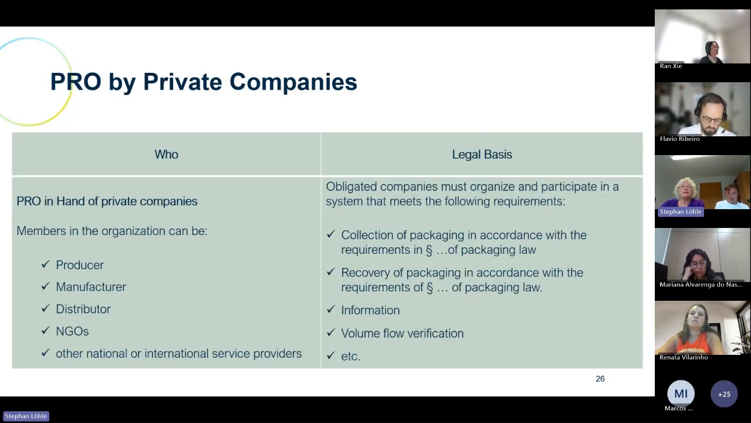And who is, in the organizational structure, the owner of this, or in whose hand are these PROs?